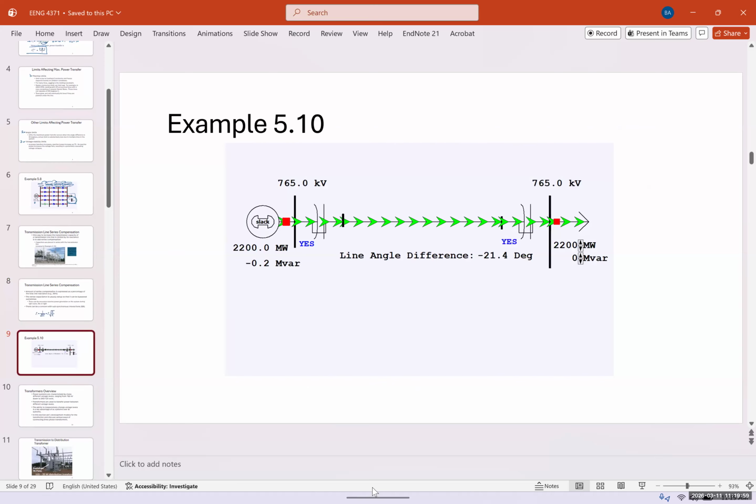Now, this is an example of another transmission line. You have a generator generating 2200 megawatts with negative 0.2 megavolt amp reactive. It's giving 765 kilovolts to the transmission line. The line angle difference is negative 21.4 degrees. And then you have a capacitor bank at the end, and that capacitor bank compensates for the reactive power and reduces that to 0. Again, this is an ideal. We will never transmit the same amount of real power. We're not going to have that in the generation and also the load side.